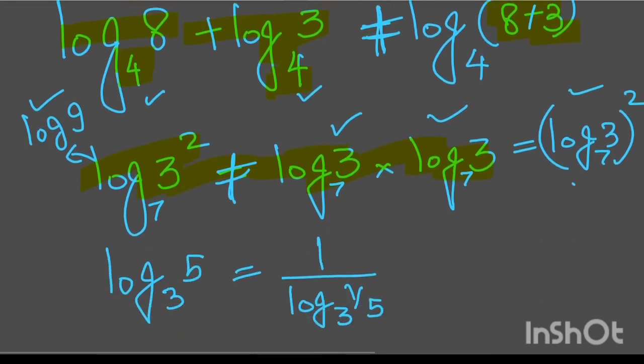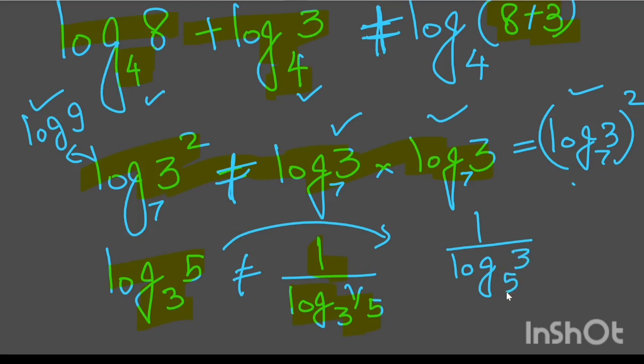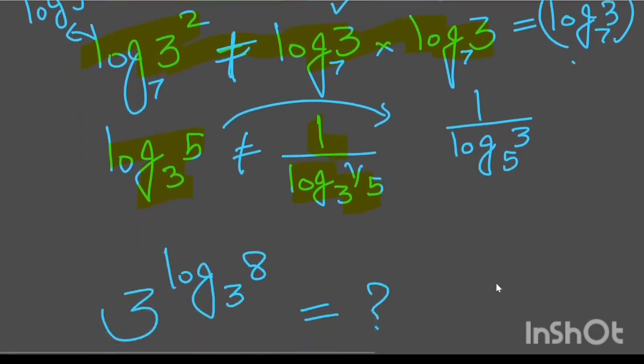Now log 5 base 3 in the next example, can we write it as 1 upon log 1 by 5 base 3? So guys, as you might have predicted by now, this is also incorrect. The correct way of writing it is 1 upon, in case you want to write it in reciprocal, log 3, where the base and the argument are interchanged. That is another property that we will see later.